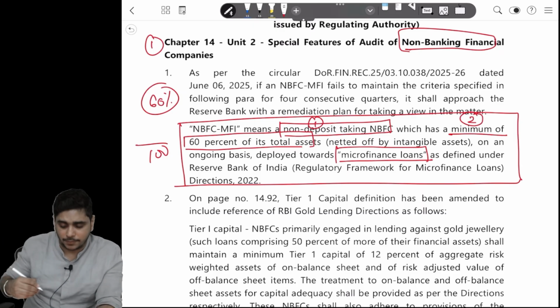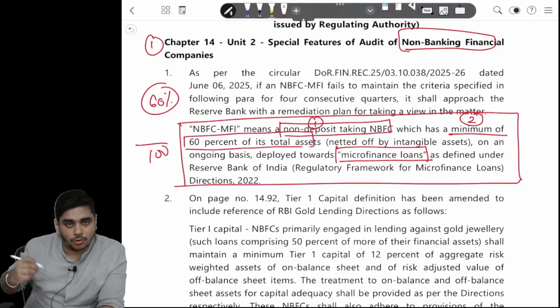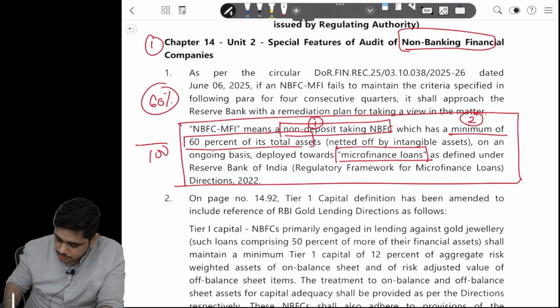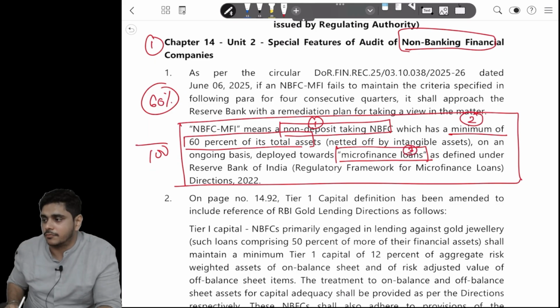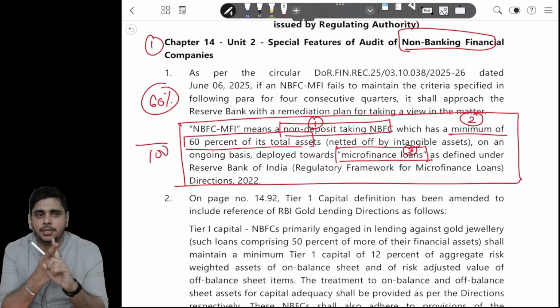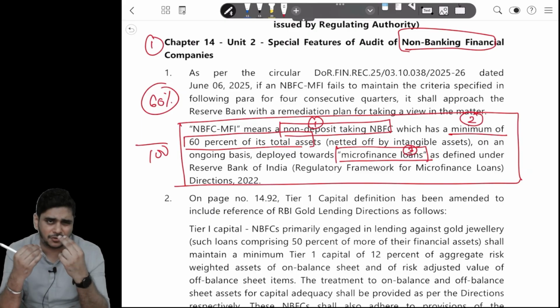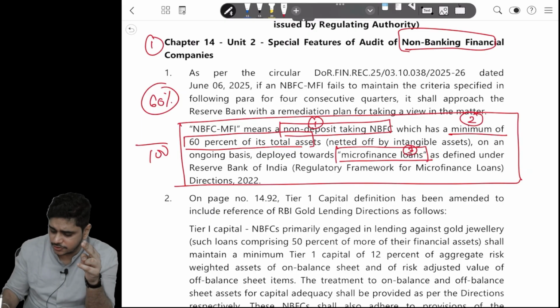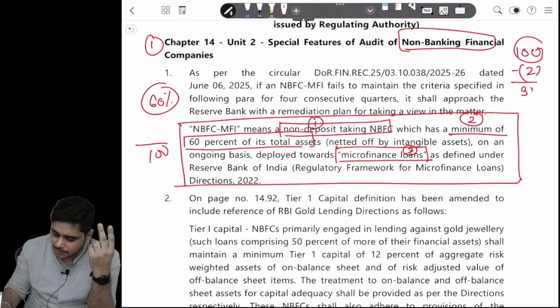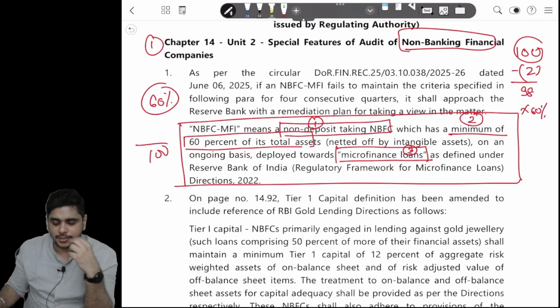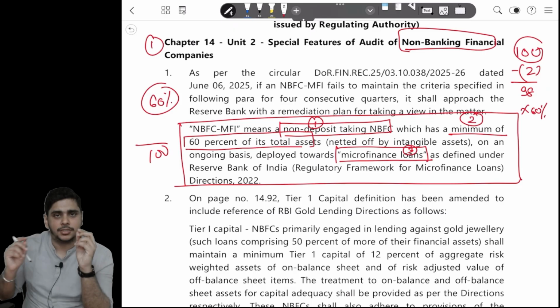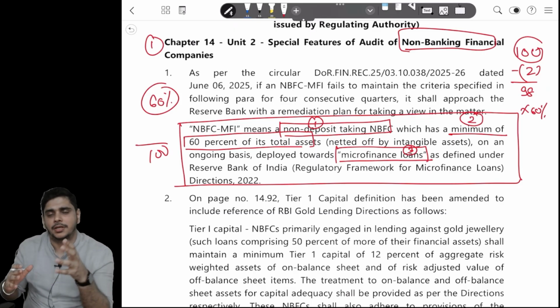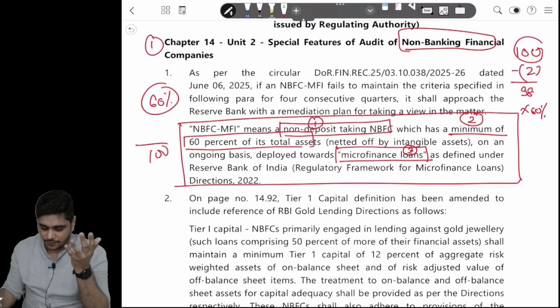Okay, net of intangible assets, then on an ongoing basis deployed towards microfinance loans. This is the definition. First, a non-deposit taking NBFC, with 60% of the total assets netted off by intangible assets. Means if I have 100 of total assets, and 2 rupees is intangible, then on 98 you have to take 60%. That would be used towards microfinance. Then you are an NBFC MFI.